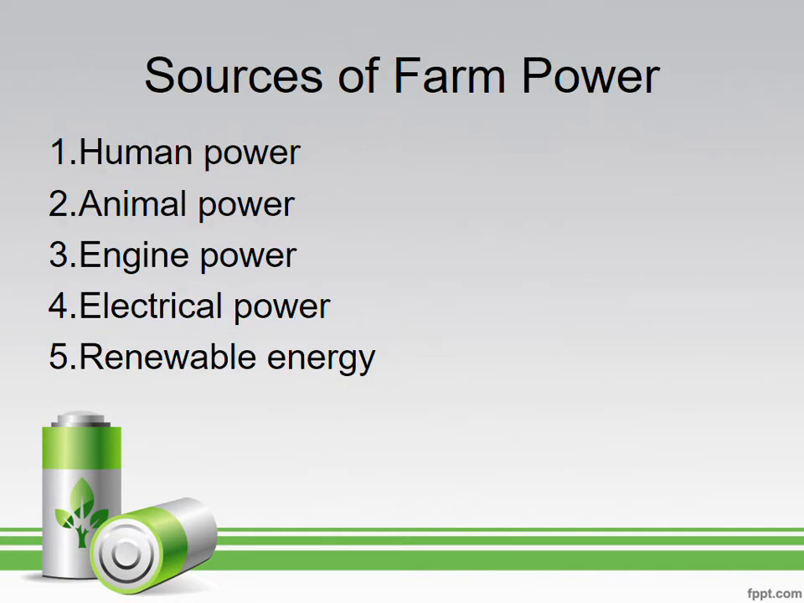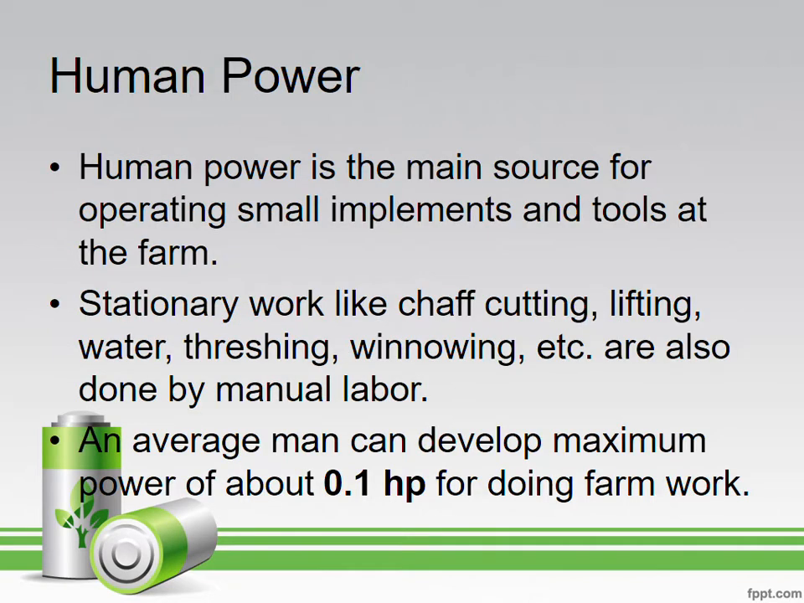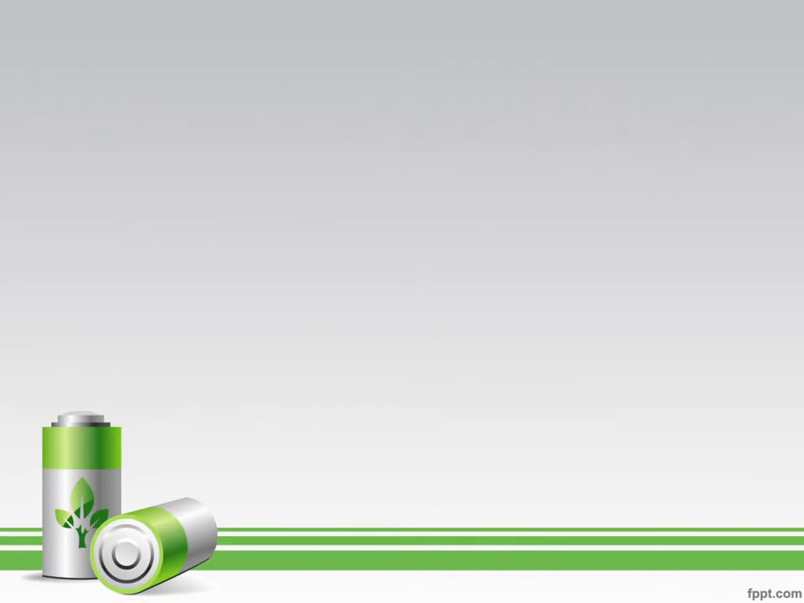The sources of farm power includes human, animal, engine, electrical, or renewable energy. Okay, human power, main source of power for operating small implements and tools in the farm. Yung mga liliit na operation, ginagamitan natin ng human power. And also that human power is the most traditional source of power. Maraming mga stationary work done by manual labor, which includes shaft cutting, lifting, watering, threshing, winnowing. And an average power that man can develop is about 0.1 HP for doing farm work. So, mababa lang yung power output natin.